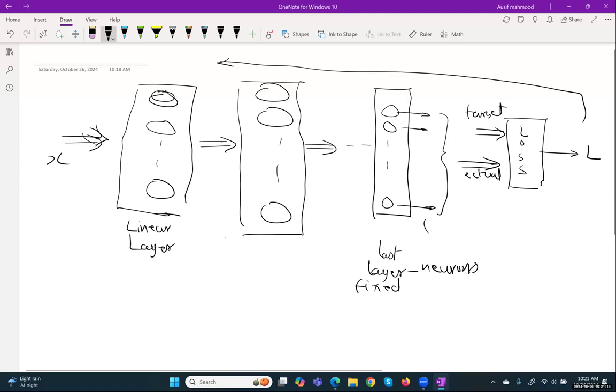Once the network has learned, we can remove the loss and feed it some new data. Whatever output it produces, if it is a classification problem, then usually we'll take a look at the maximum index of the neuron to decide which class it is predicting, right?